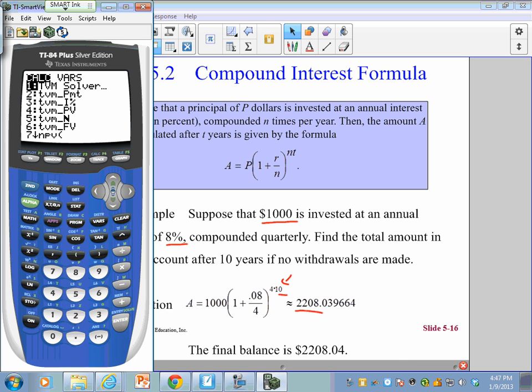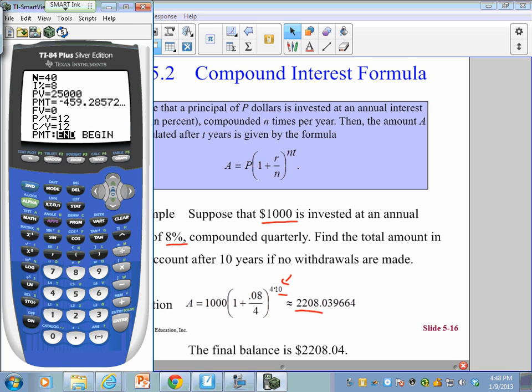And if you have used it, it's been a while. So this TVM solver is what we want to use. Enter that. I've got some numbers in here, let me get rid of those and put in what's happening on this one. So we have 4 times 10. That's our rate. Our interest is 8%.